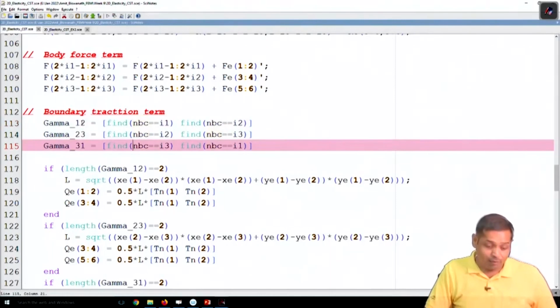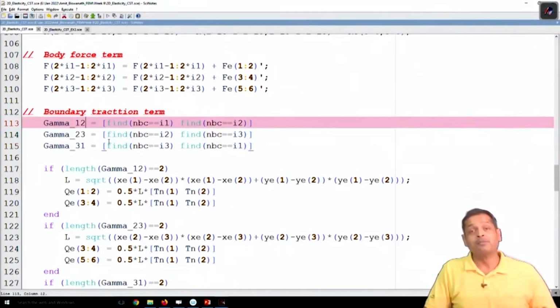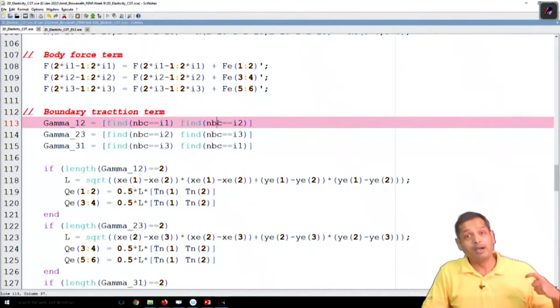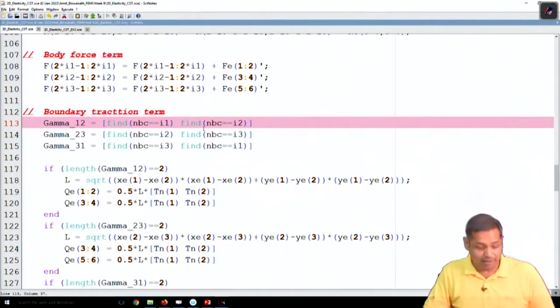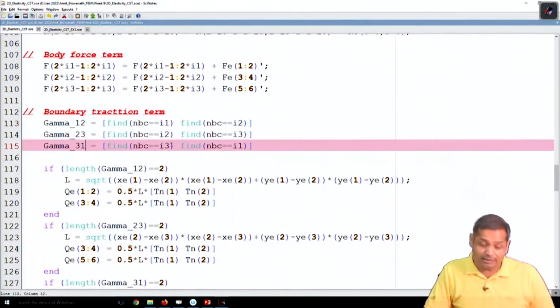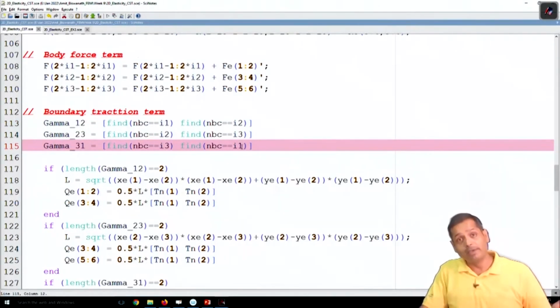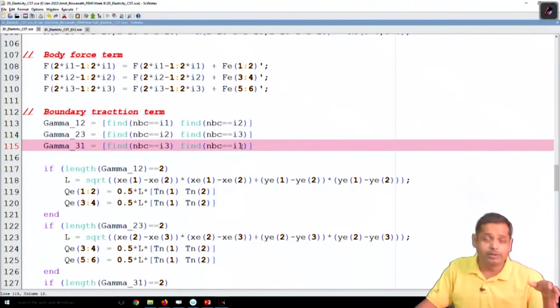For instance, gamma 1, 2 means it will check whether global node number I1 and global node number I2, these 2 nodes, belong to NBC or not. If both the nodes belong to NBC, it means that on this boundary, the natural boundary condition is to be specified. Similarly, gamma 3, 1 means I3 and I1 are the global node numbers. It will check whether both the nodes belong to NBC or not. If they don't, then it is not required, and if both the nodes belong to NBC, then the natural boundary condition needs to be specified.